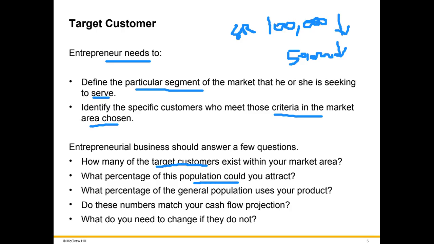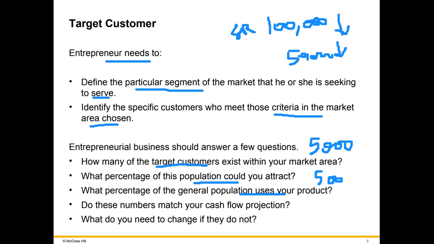So say that there are 5,000 customers, say in the Eastern region or Al-Hassa, what percent, say 10% of them. So we can attract 500 customers, which is 10%. What percentage of the general population uses your product? Like how the product is already being used. Do these numbers match your cash flow projection?